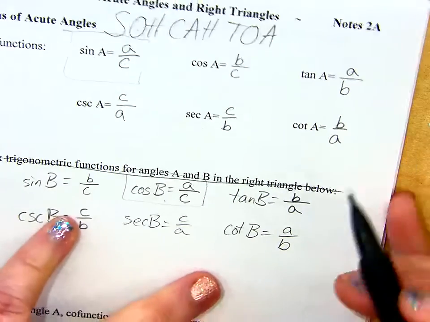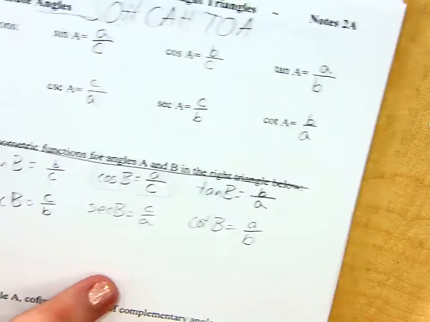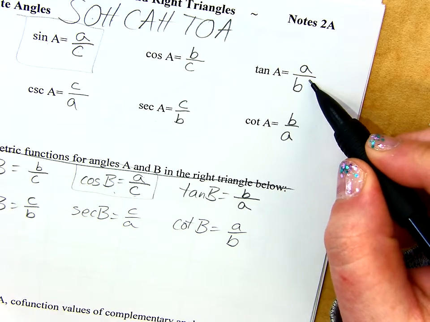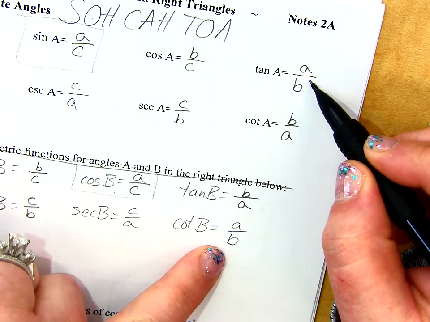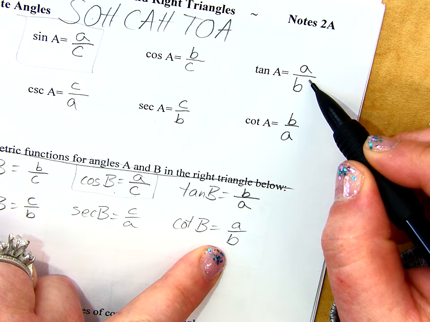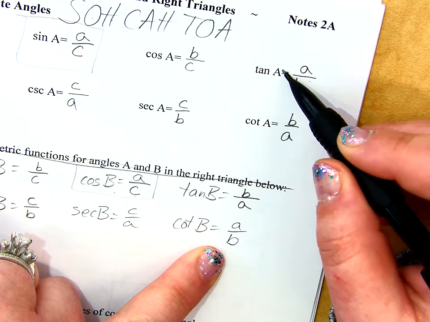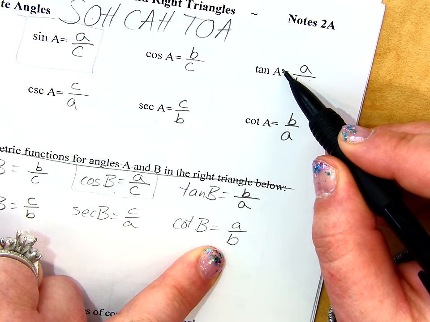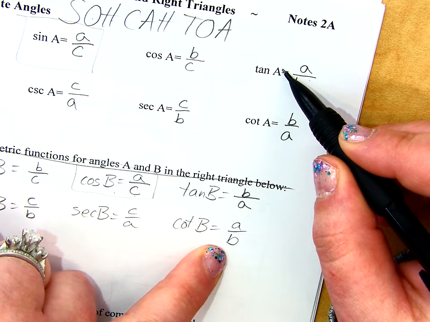Yes. So take a look at the tangents, they're interesting, right? Tangent of A was A over B. Cotangent of B is A over B. So that means the tangent of one angle and the cotangent of the other are going to be the same as each other. Oh, that's interesting.